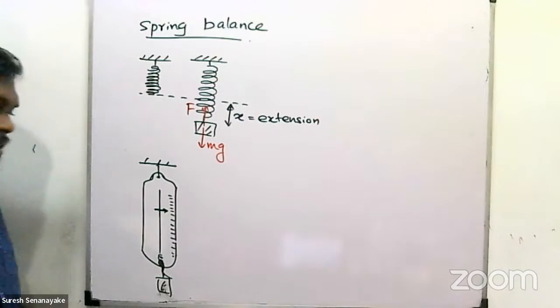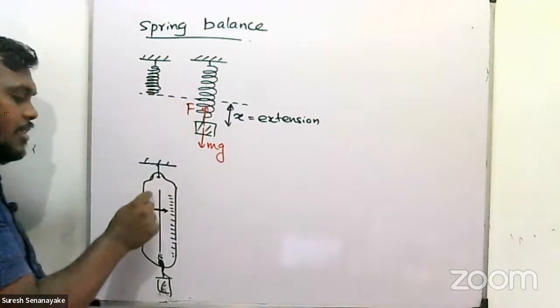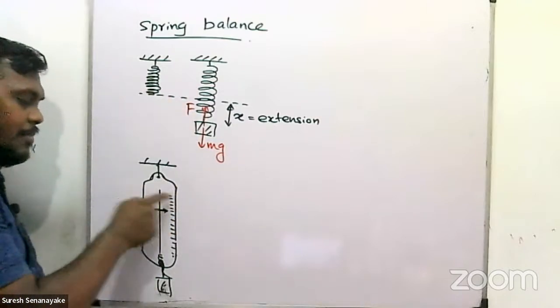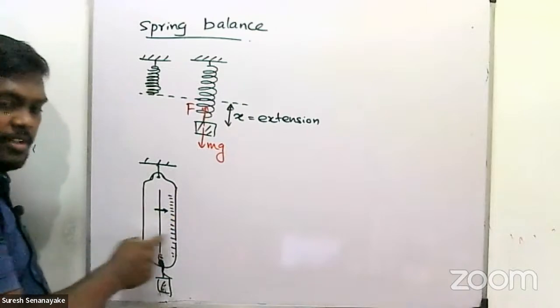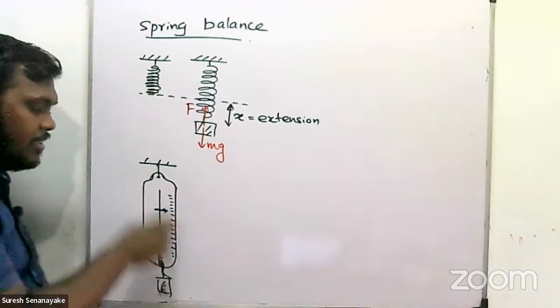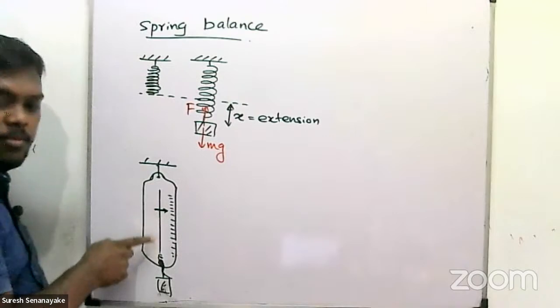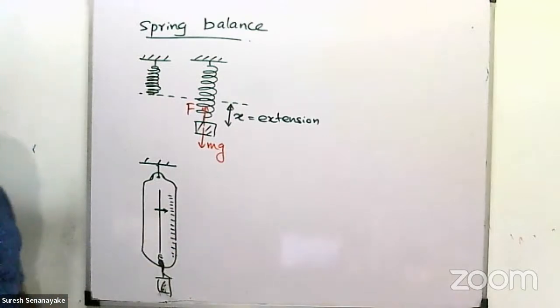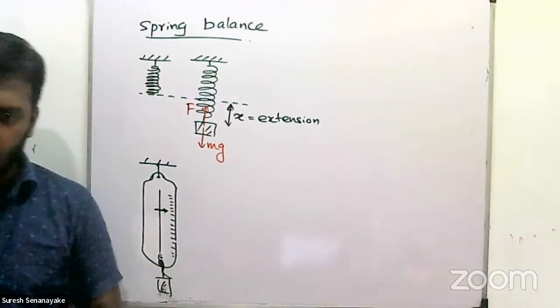It is made like that. For known masses, the position: 1 kilogram is there, 2 kilogram is there, 3 kilogram is there. So you hang the mass on it, the indicator will move to that point, and then you can say what the mass of it is, right?